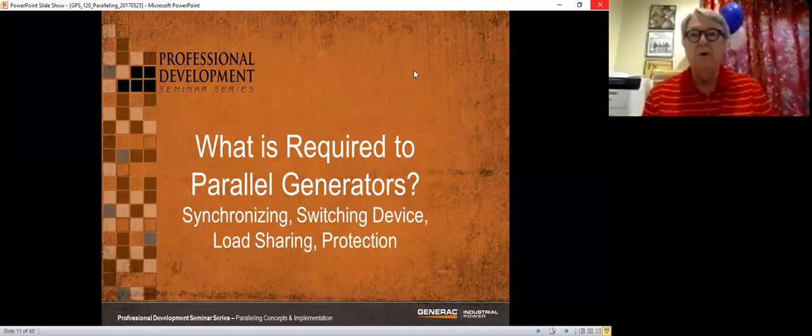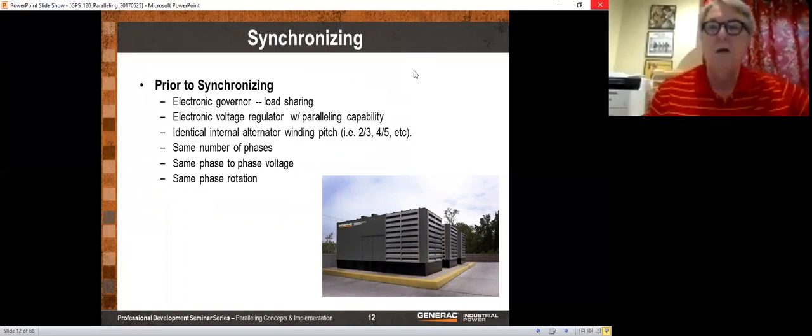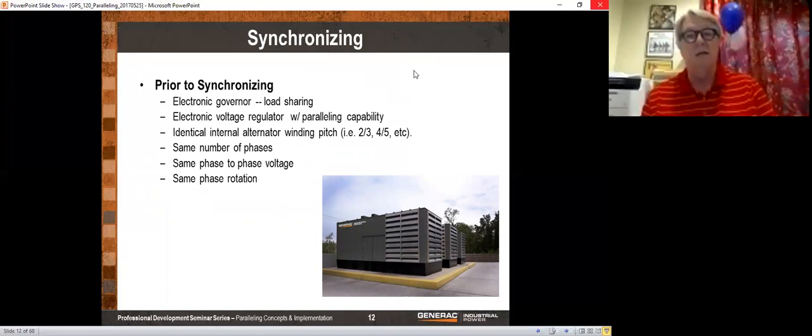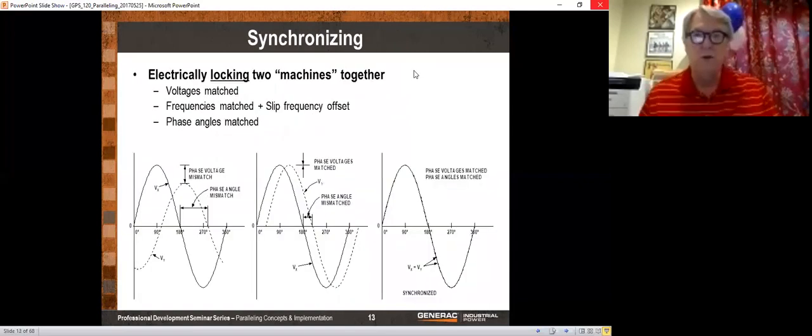Now, in the next part, we're going to look at just basic theory on how you parallel generators. So before you synchronize, you need to have an electronic governor that can load share. You need to have voltage regulators that can load share. You need alternators with identical winding pitches. You need the same number of phases on the generators, the same phase to phase voltage, and the same phase rotation. So let's talk about those in a little bit more detail.